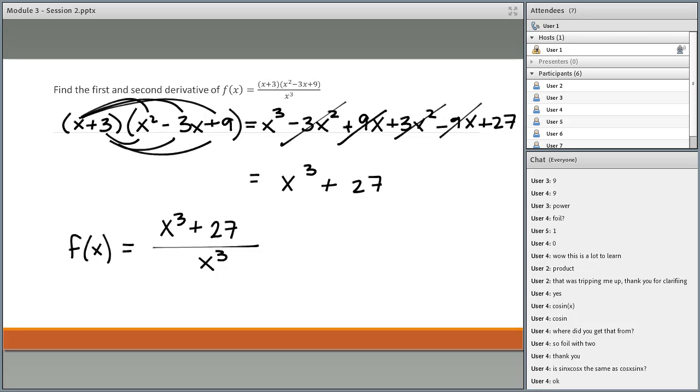Well, we can't break up a denominator, but in this case, there's only one term in the denominator, so we can break up a numerator. So I could write this as x to the third over x to the third plus 27 over x to the third. And then the first term simplifies to just 1. We could leave 27 over x to the third, but if we're going to be taking the derivative, it's easier if we bring that x to the third up. And what happens when we bring the x to the third up?